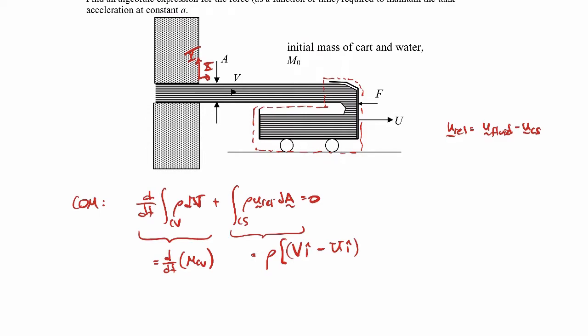Let me highlight what each of these terms corresponds to. So the V i hat is the velocity of the fluid, and the U i hat is the velocity of the control surface. And then the area that it comes in at is going to be the cross-sectional area of the stream A, and it's pointing in the minus x direction because the outward pointing normal vector here is that direction. So it'll be a minus A i hat.